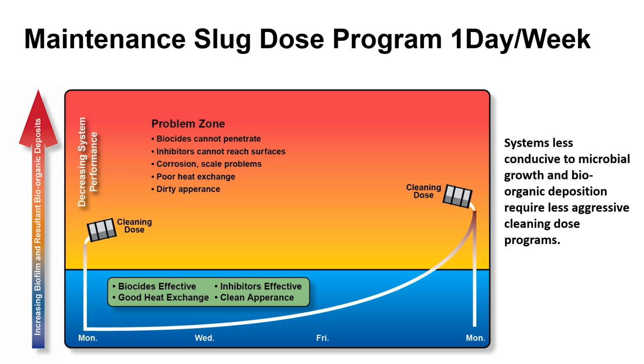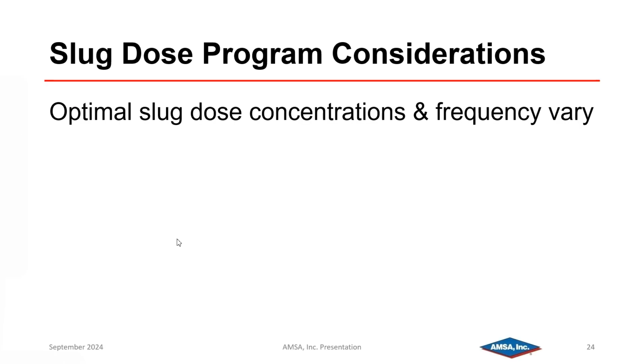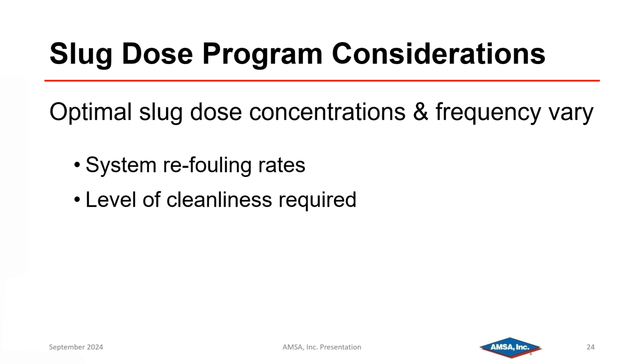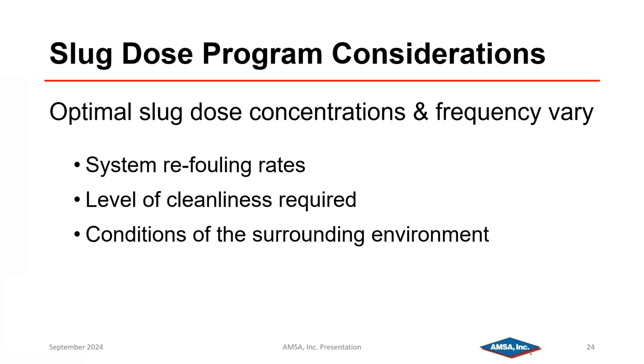For example, an industrial system may not need to be cleaned at the same level as a system such as a hospital, where the concern of pathogens and Legionella may be much more acute. Some considerations when thinking about using a slug dose program: consider the system refouling rate. What is that level of cleanliness that's required for the system? You need to think about the conditions of the surrounding environment.